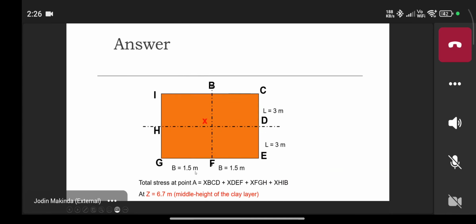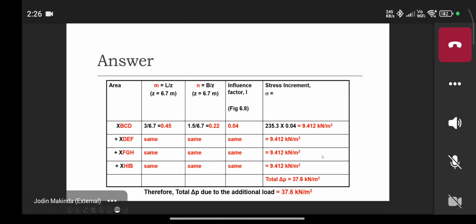Yeah, the net pressure. So the net pressure is 235.3 times the influence factor for square number 1, which is 9.4. For square number 2, same, 9.4. Square number 3, same, 9.4. Square number 4, same, 9.4. So the total is 37.6 stress increment.